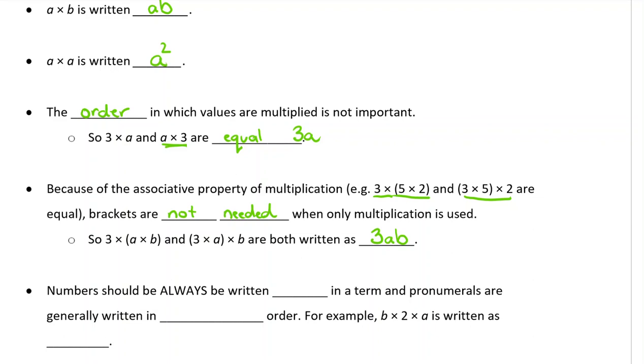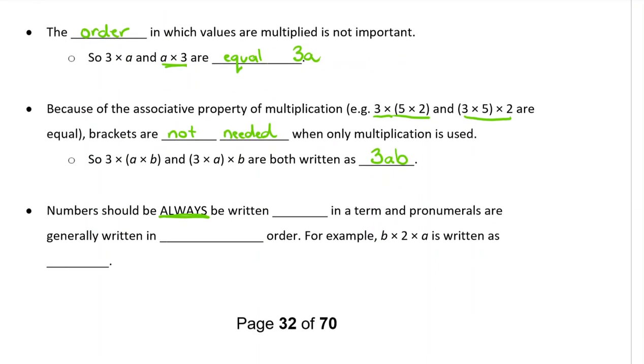NUMBERS should always be written first in a term, and pronumerals are generally written in alphabetical order. For example, b times 2 times a is written as number first, which is 2, then alphabetical order for the b and the a. You should put the a first, so it should be 2ab.